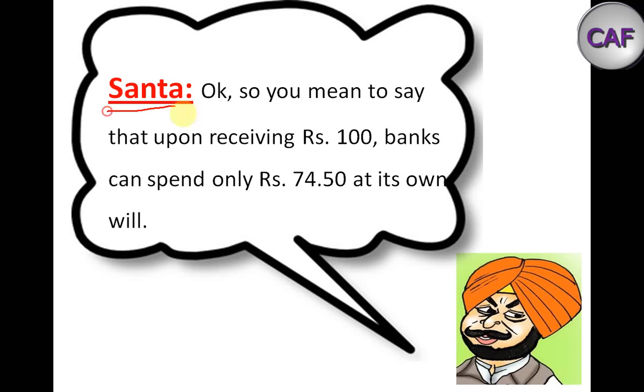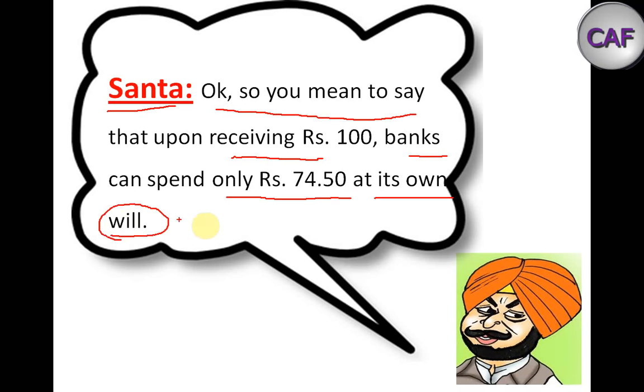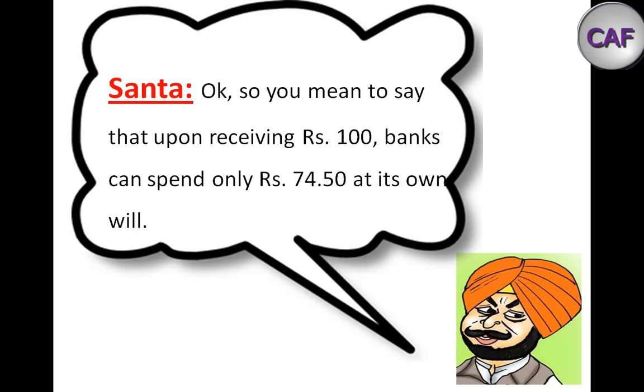So again, Santa asks: you mean to say that upon receiving rupees 100, banks can spend only rupees 74.50 as their own? It's again a question in Santa's mind: if I have paid 26 rupees 50 paisa to RBI, the bank has only 74.50, and the bank can function with 74.50? This question is being asked from Santa's side, and see what Banta replied.